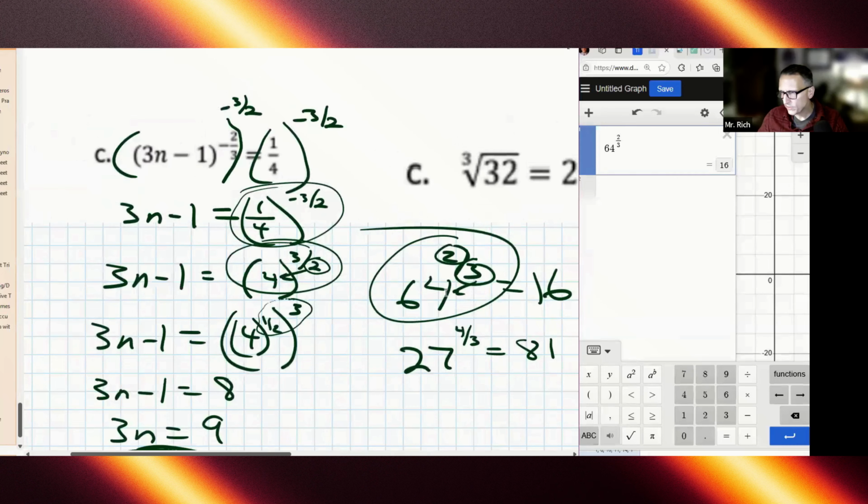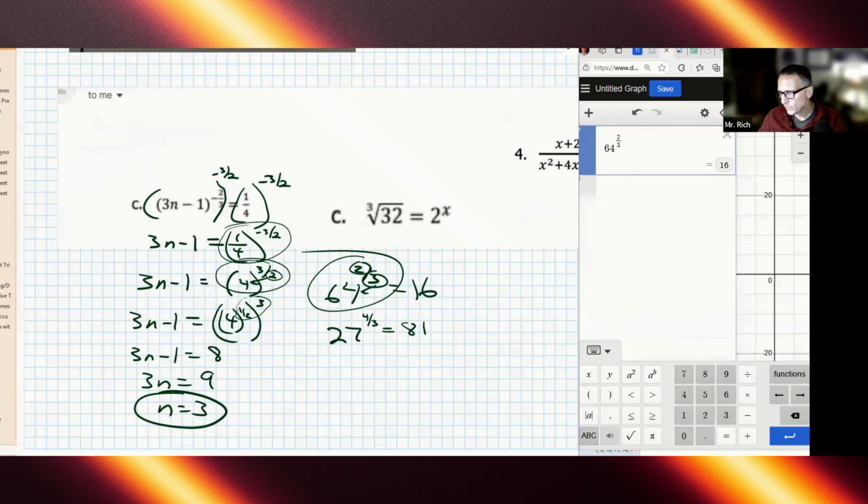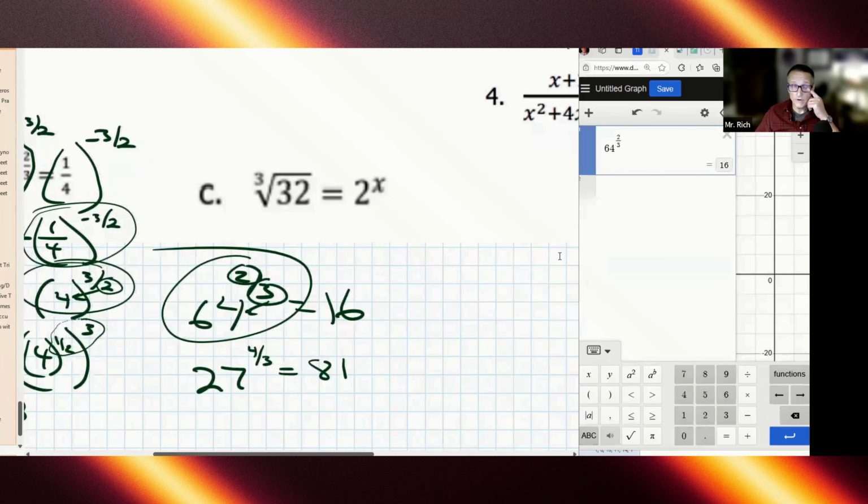Next one that Grace sent over. Sheridan sent some more. Let's see. Uh-oh, nothing's coming in. Did you send an attachment, Sheridan? No attachments came through. All right, the next one for Grace is this one. We're solving this for x.